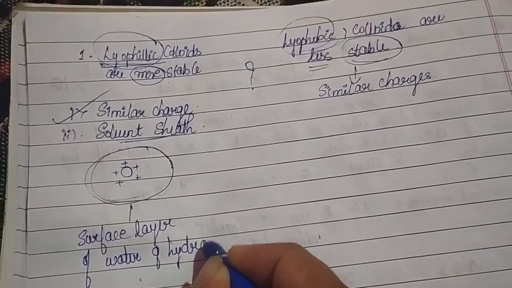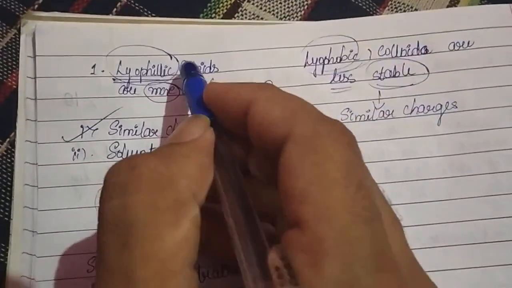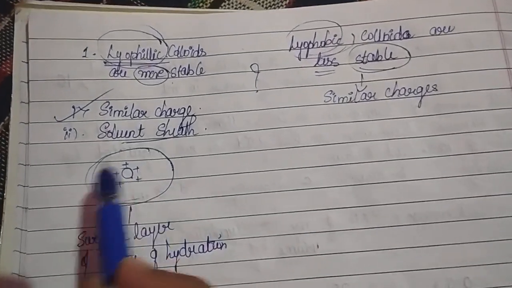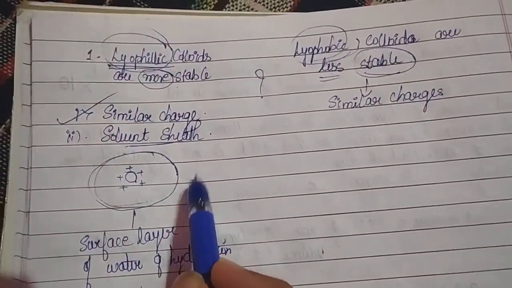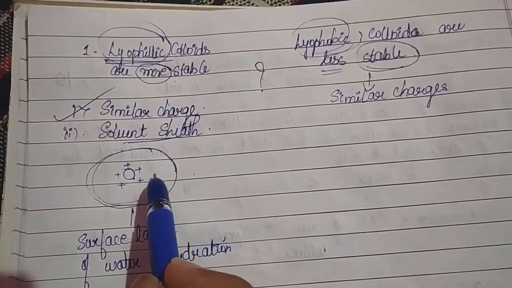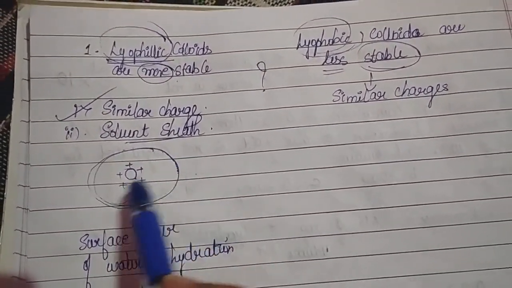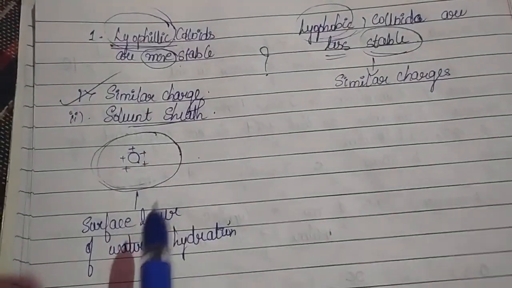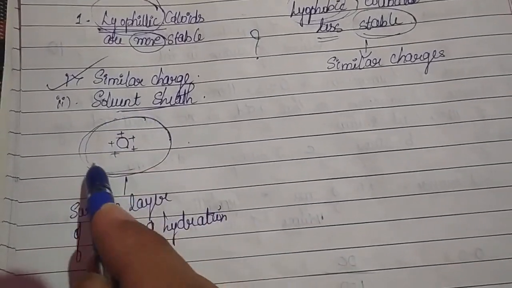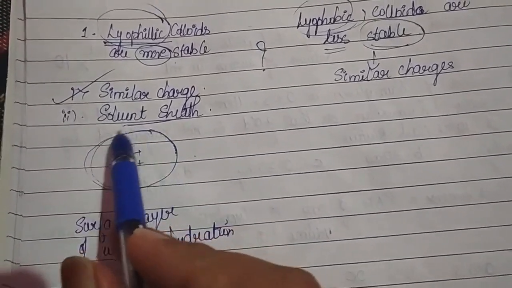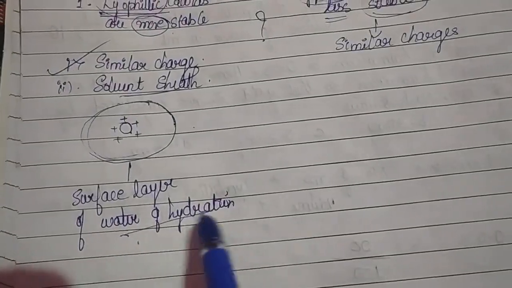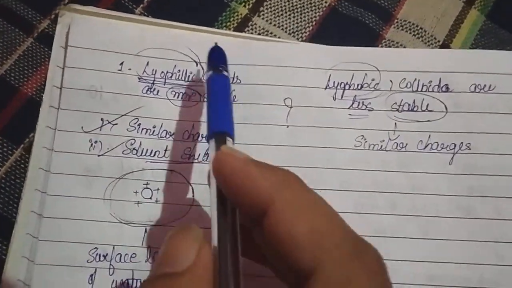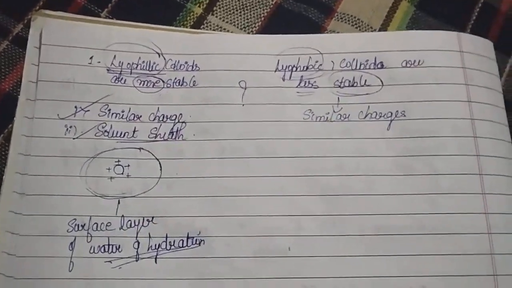Why is it coming? Because whenever we talk about a lyophilic colloid, the dispersed phase is the colloidal particles and the dispersion medium is a solvent. Due to their mutual interaction, there is some sort of bonding tendency existing between them. Due to that bonding tendency, the surface of the colloidal particles will once again be surrounded by water of hydration. So this is the important criterion which makes lyophilic colloids more stable than lyophobic.